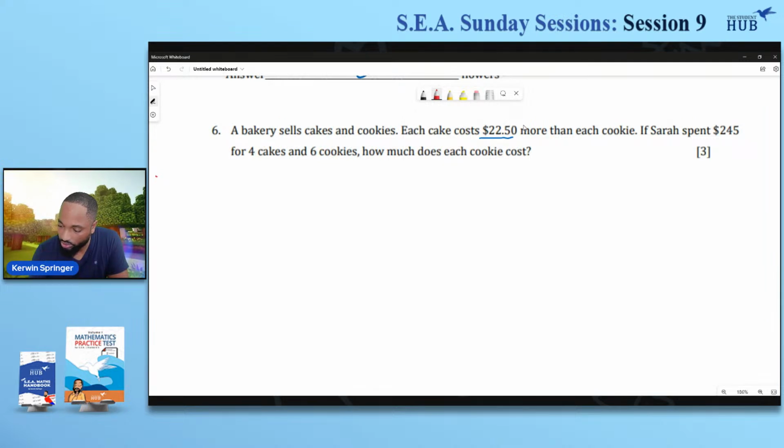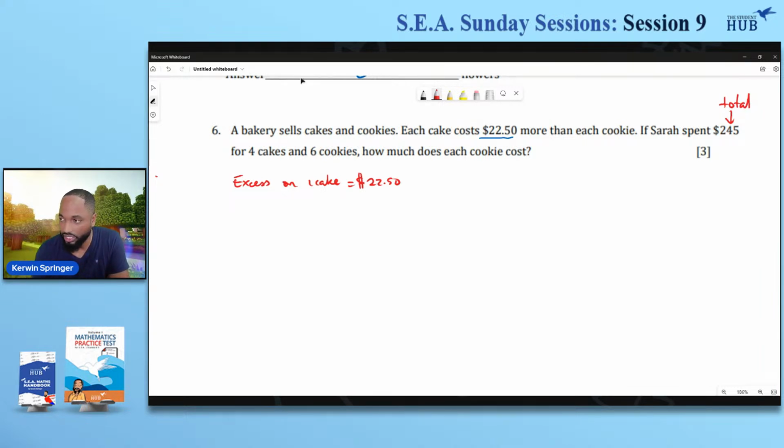Each cake costs $22.50. So the excess on 1 cake is $22.50 more. And essentially, this is the total. So we already spotted the total here. So we need to remove the excess to divide.